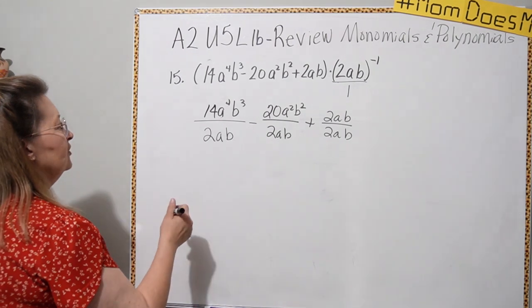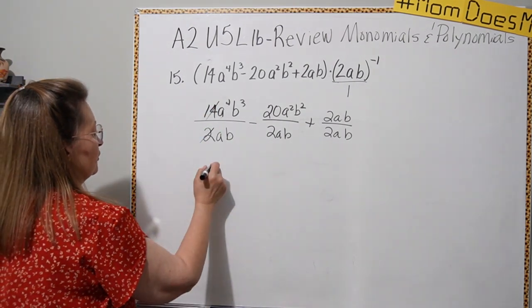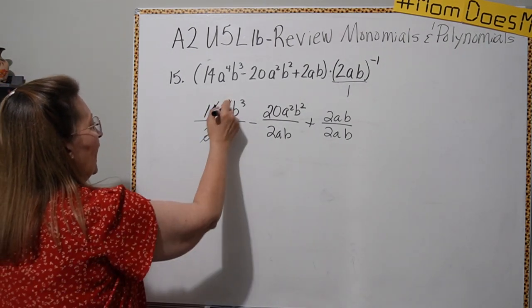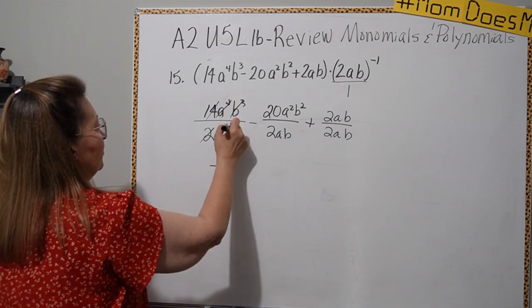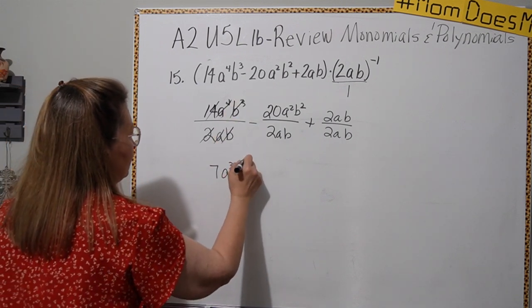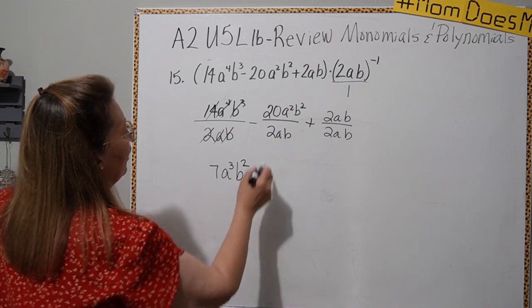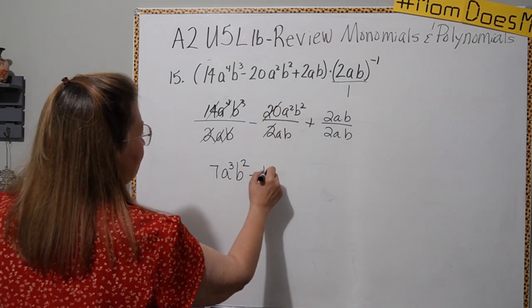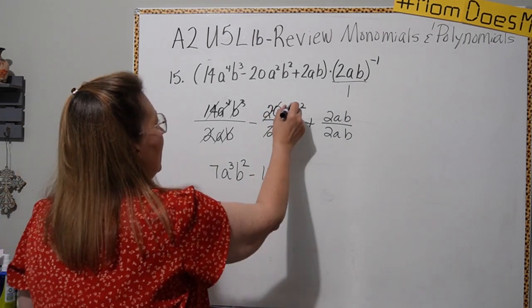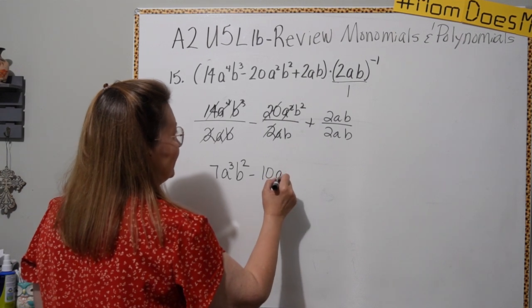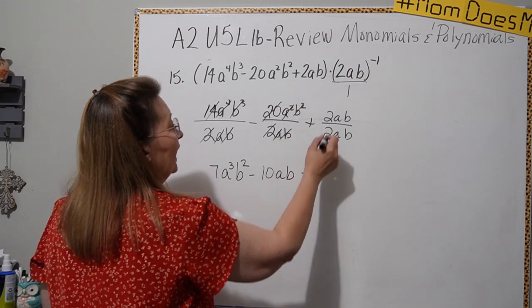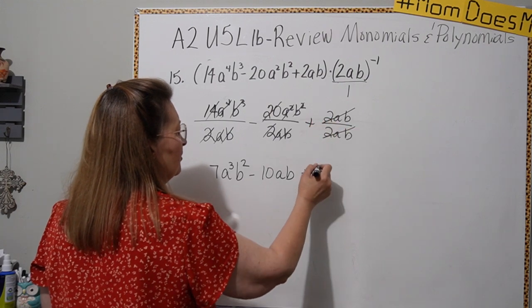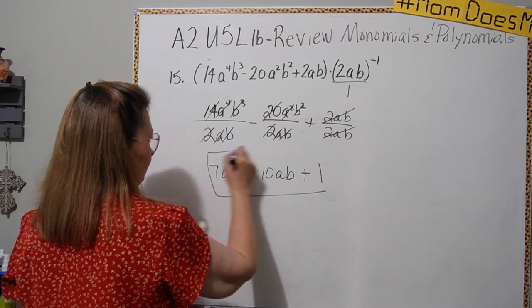Okay, now we're just going to reduce. 14 over 2 is 7. A to the fourth over a is a to the third, and b to the third over b is b squared. All right, 20 over 2 is 10. A squared over a is a, b squared over b is b, and 2ab over 2ab is just 1.